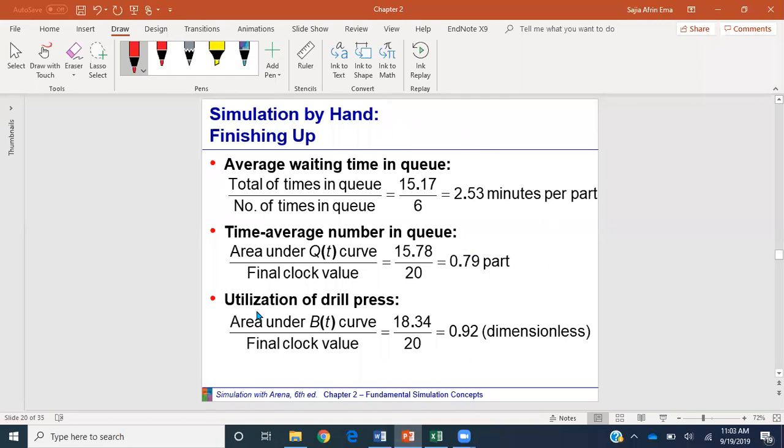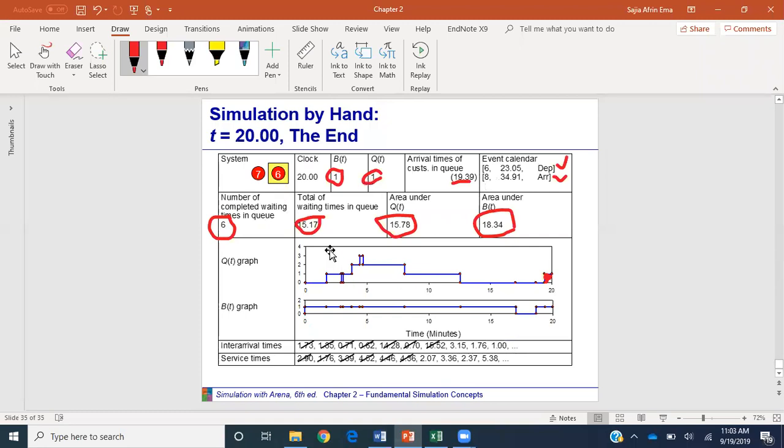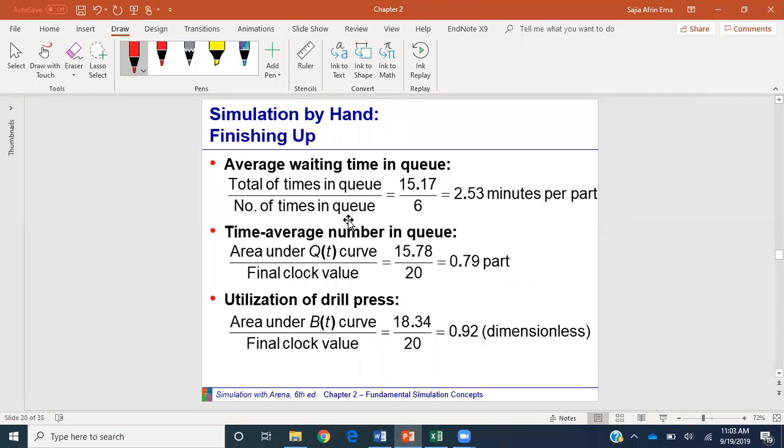So now we got area under BT graph and area under QT graph. After finishing the simulation by hand technique, we can see average waiting time in queue. So total of time in queue. If we go back and see our slide, the total waiting time in queue is 15.17 minutes.